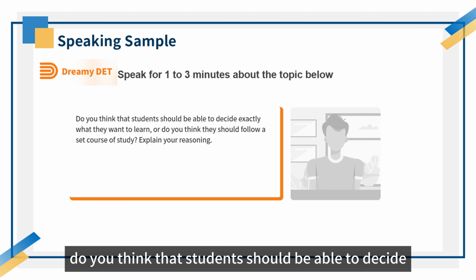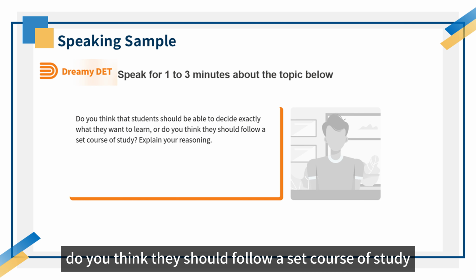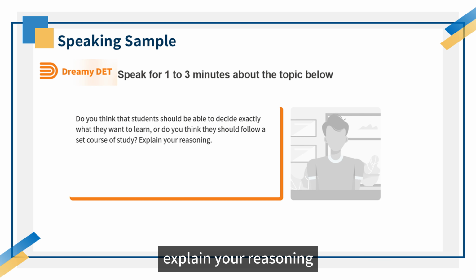First question, do you think that students should be able to decide exactly what they want to learn, or do you think they should follow a set course of study? Explain your reasoning.